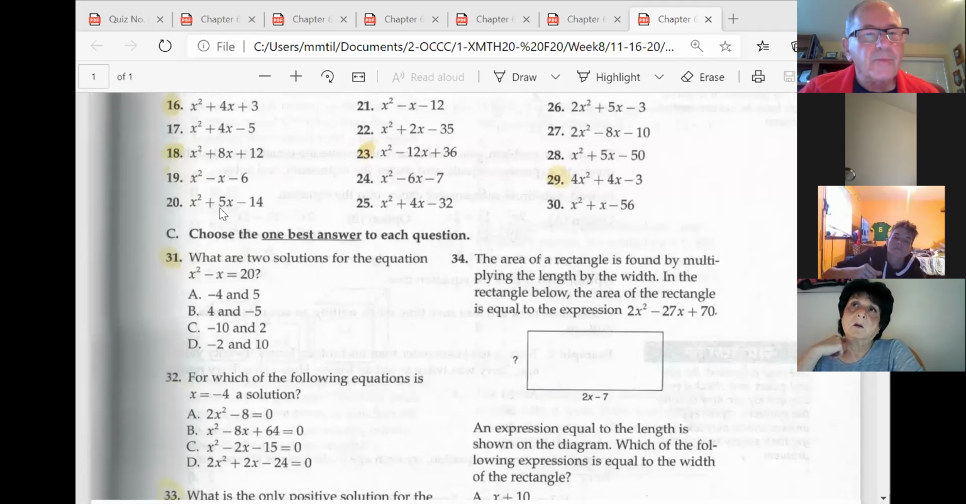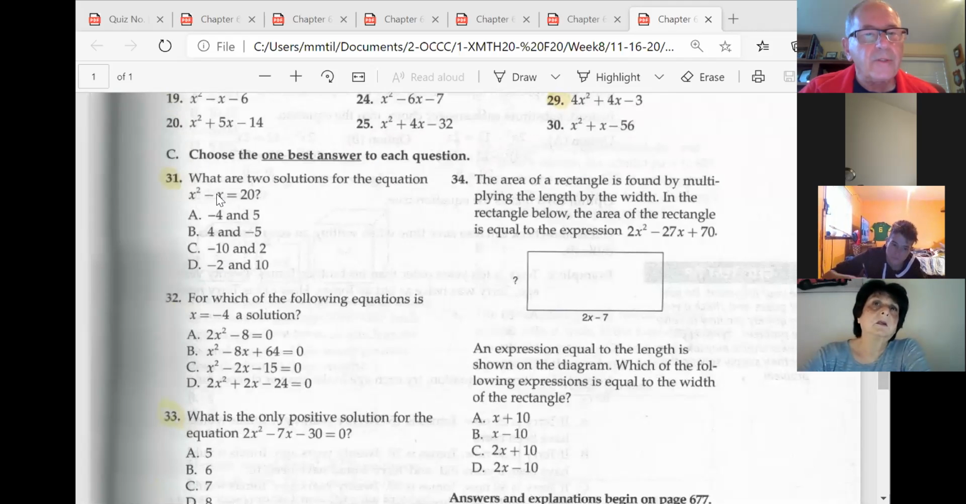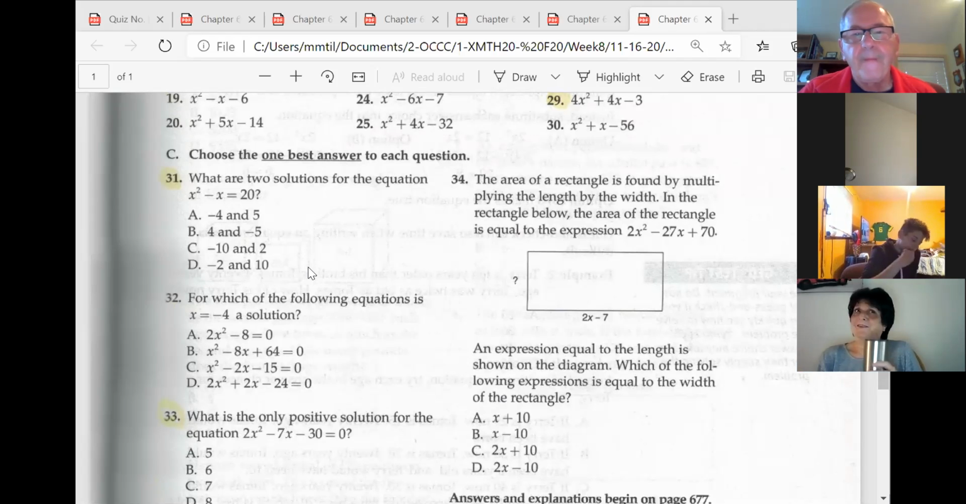What they're asking here is just put in these values here and make sure it works. And if it does, then it's the set, right? That's all you got. 31. You don't have to do the factoring. You're just plugging in numbers at that point. That's all you're doing. Okay.